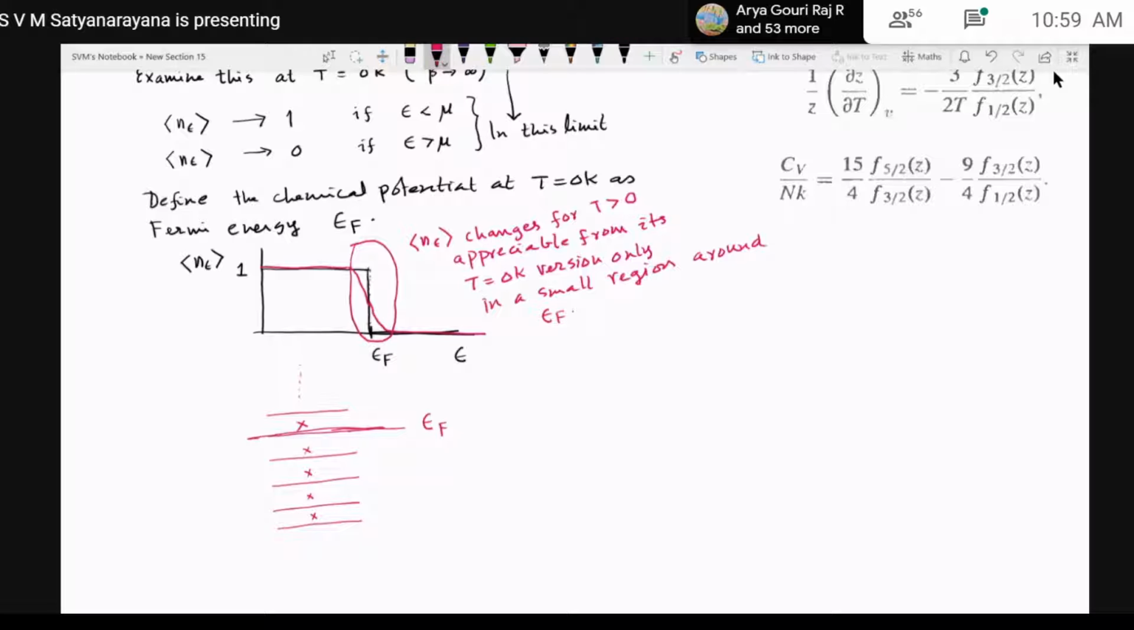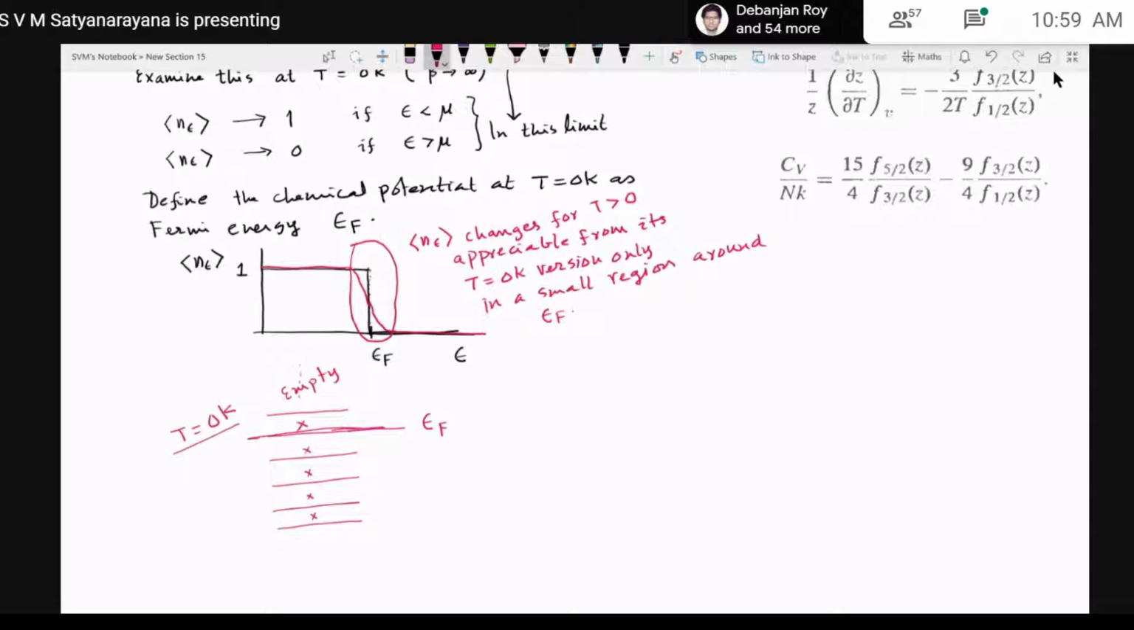Okay, so there is a particular energy, and this energy is your epsilon f. Since this is also interpreted as a probability, probability is 1 means up to epsilon f all are occupied, and above this epsilon f these are empty. This means the probability of occupation is 0 above this. So this is the T equal to 0 Kelvin scenario. This is what happens at T equal to 0 Kelvin.